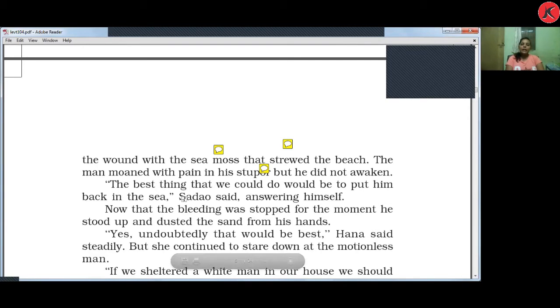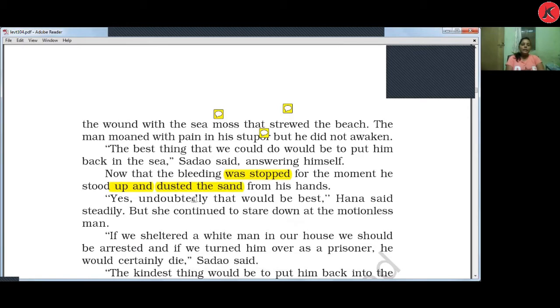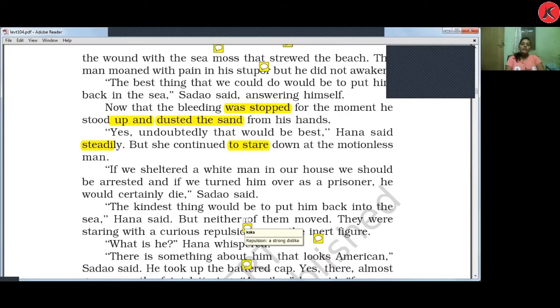Now what he is thinking is that there is only one way: to put him into the sea, and after some time, when his bleeding was stopped, he stood up by himself, dusted the sand off with his own hand, and he can go. "Yes, undoubtedly that would be best," Hannah said steadily. Now Hannah is also saying yes to the option that Dr. Sadao was telling, but she continued to stare down at the motionless man.